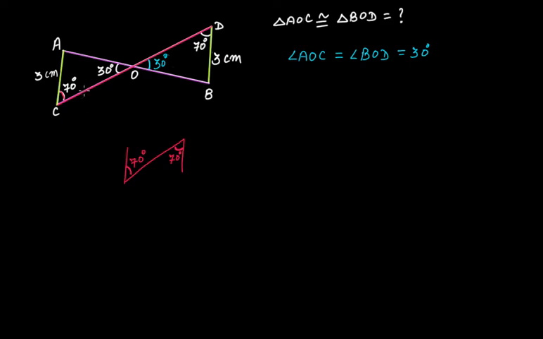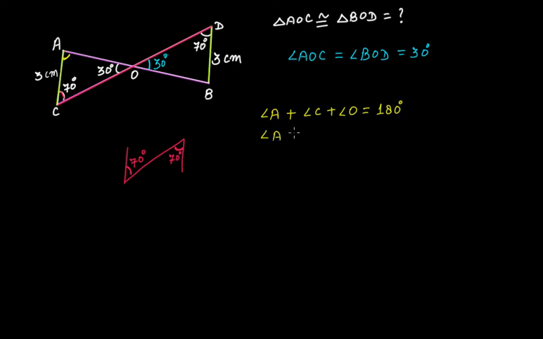Okay, so can we find this angle? This angle, that is angle CAO, that is angle A. Now if you're wondering how, then let me tell you. The angle sum property of a triangle says that all the angles of a triangle add up to 180 degrees. That is angle A plus angle C plus angle O, angle AOC, will be equal to 180 degrees. That is the angle sum property of a triangle.